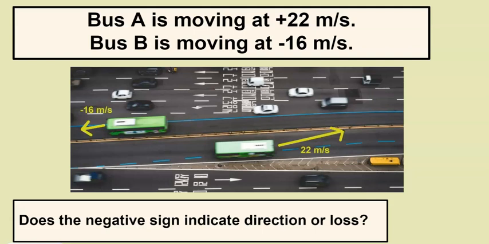Okay, hope you got that right. Bus A is moving east, and bus B is moving west. So the negative sign doesn't mean this bus is losing anything, and this bus is not gaining anything. The negative sign means direction.